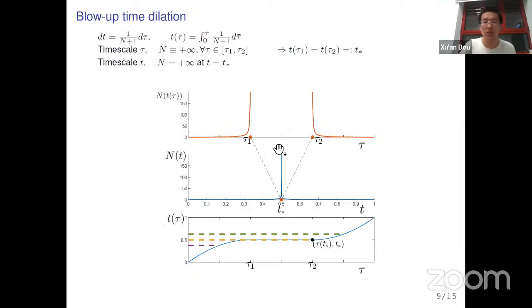To summarize, in the time scale tau, the blow up of fan rate happens on an interval, but in time scale t, the fan rate just blows up at a single time point. And the whole interval is compressed to a single time point, which leads to the map tau of t having a jump.